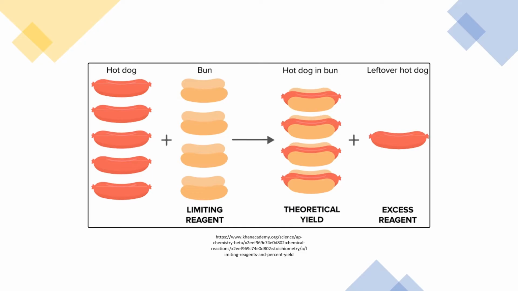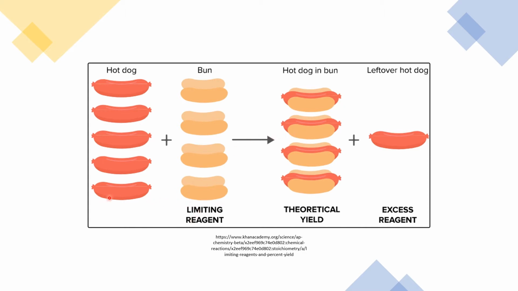So a limiting reagent is the reactant in the equation which stops the reaction from being able to continue or move forward. And the best way to think about that is through a simple analogy like the one that I have here. So Khan Academy, again, brilliant with their analogies. If you're to make a hot dog, what you'll need is the hot dog or the sausage itself and the bun to make the hot dog in the bun, the thing that you actually eat.